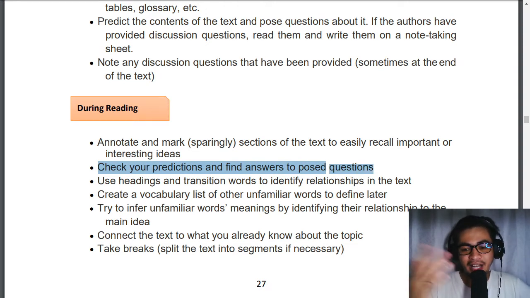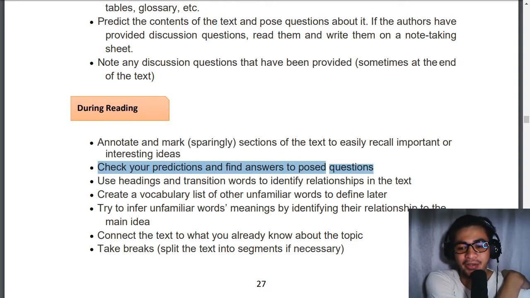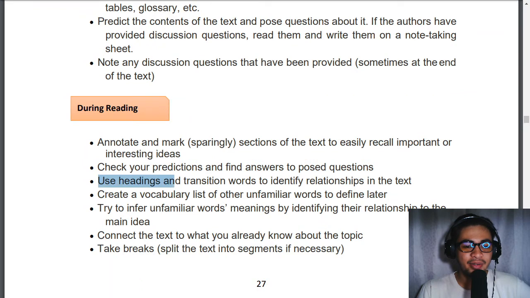Next is to check your predictions and find answers to post questions. So naman tayo mga questions gigiansiran prior reading the selection. So you're going to check that one. Kung ang imong predictions to that questions gigatag prior, mutugma ba sa imo ang nabasa. I-check nimo.